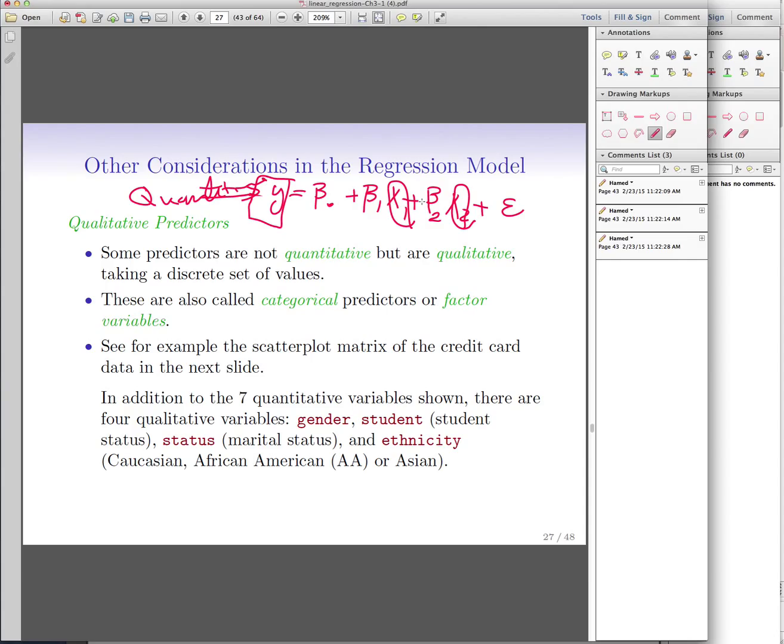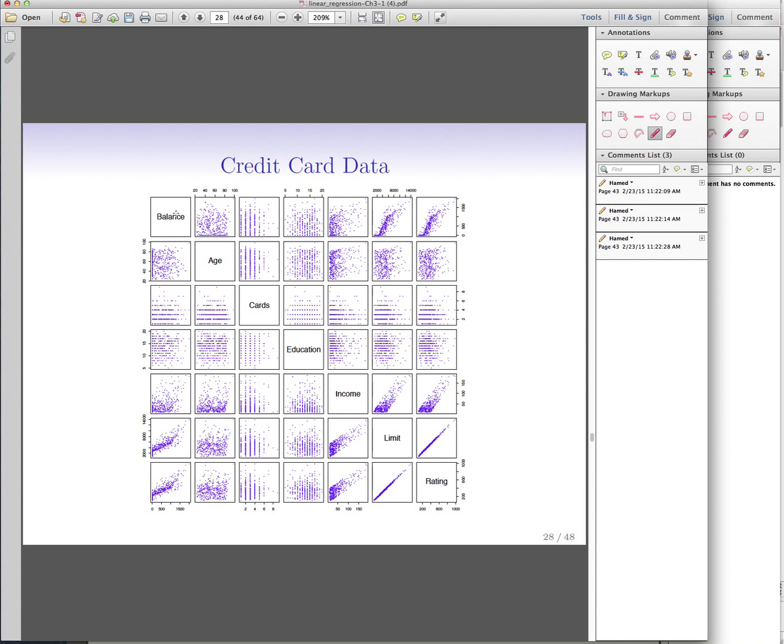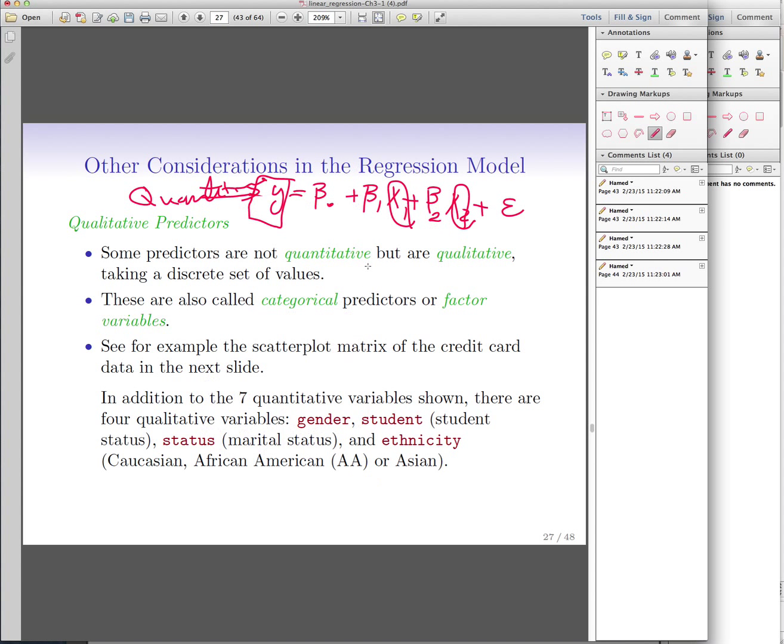For instance, let's focus on the data set that we have on credit line. So let me first show that to you. Here we have balance and many other variables: age, cards, number of cards you have, the number of years of education, income, limit on the cards, and rating. These are all quantitative variables. But in the same data set, we have some variables like gender, student status, ethnicity, or marital status. All of these are qualitative variables.